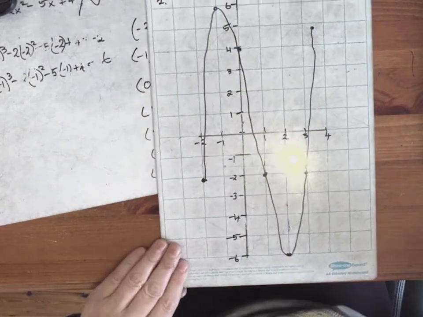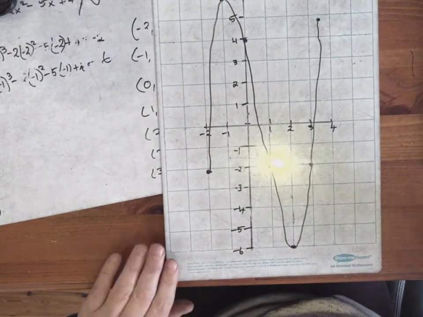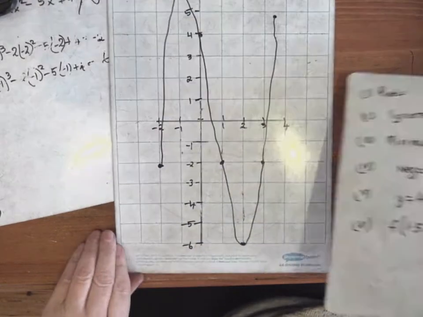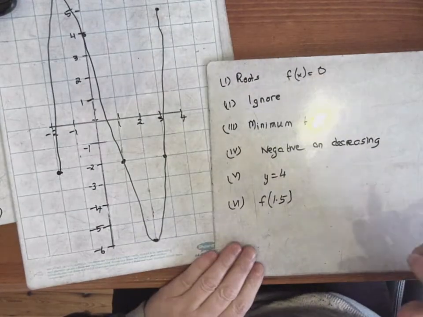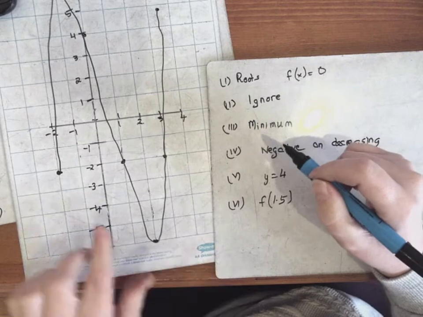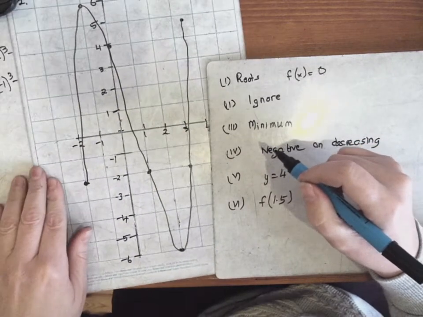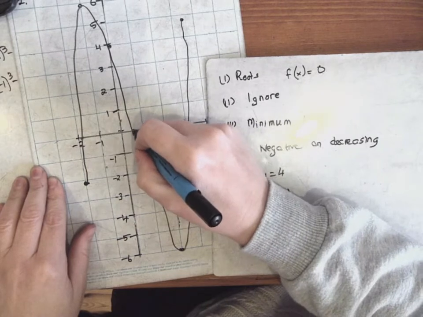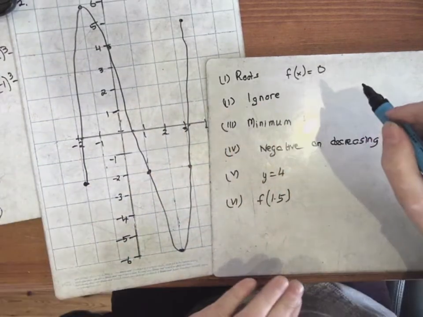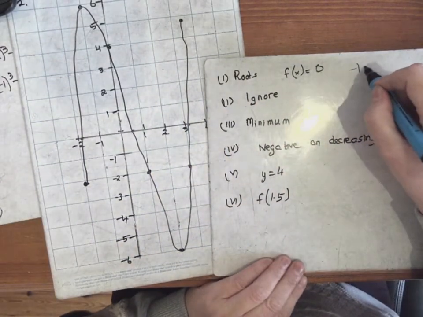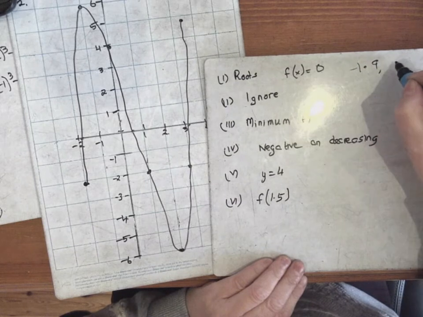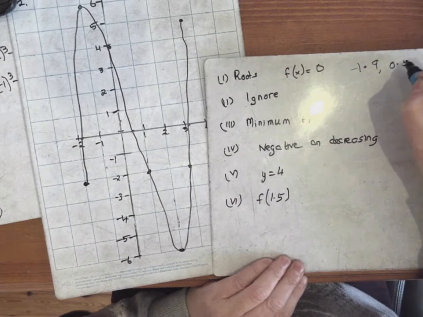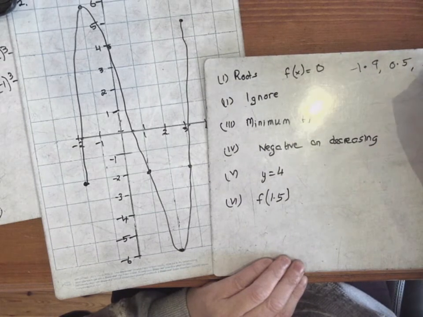So there's my graph. Okay, then there's questions on it. So the first question they ask you for are the roots, right? Okay, so the roots, girls, are where it crosses the x-axis. So there's 3 points there, there, and there. So I'm saying minus 1.9, I'm saying 0.5, and I'm saying 3.1.